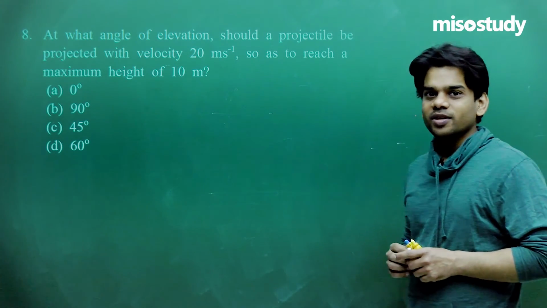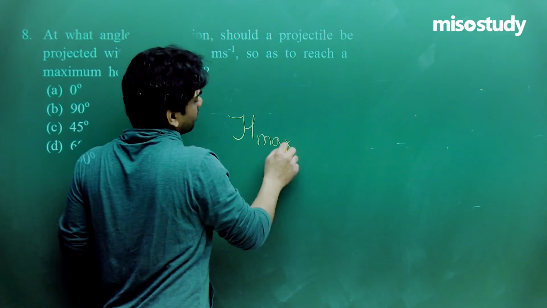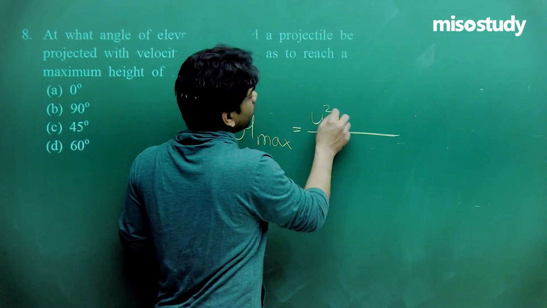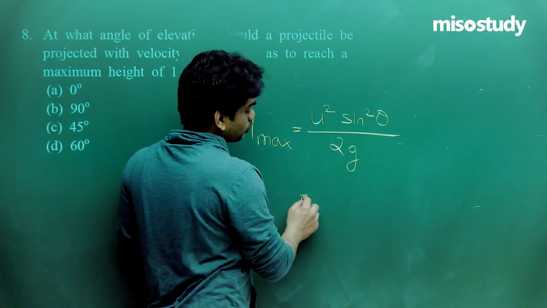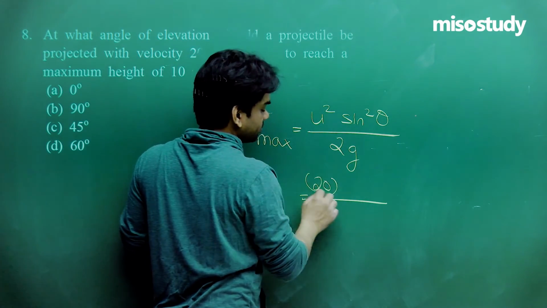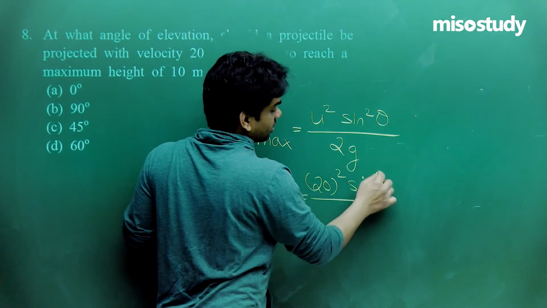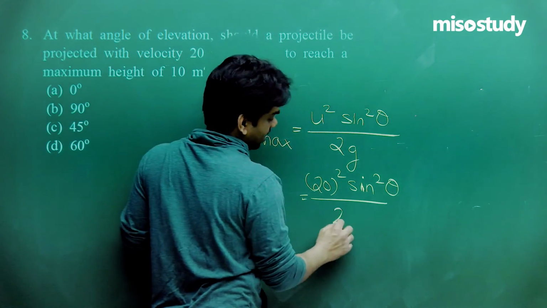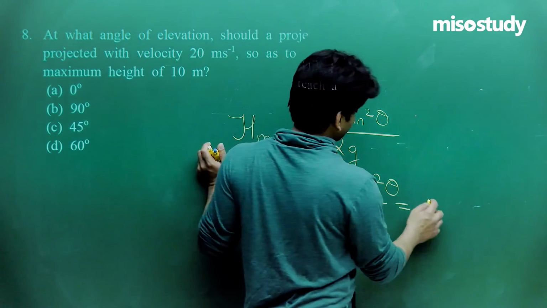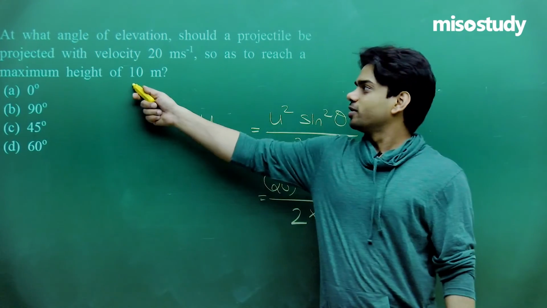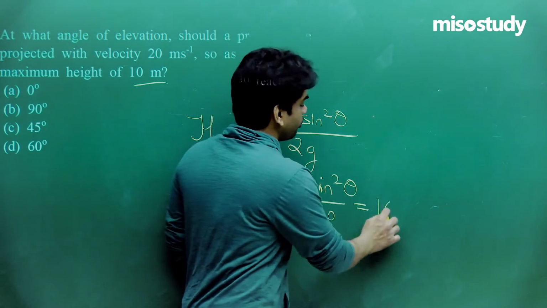Maximum height is given. You remember the formula for maximum height? We know that H max is equal to U square sine square theta by 2g. U square is given as 20 whole square, sine square theta is what we need to evaluate, and 2g, that is 20. Maximum height is given as 10 meter. So let's put up the maximum height as 10 meter.